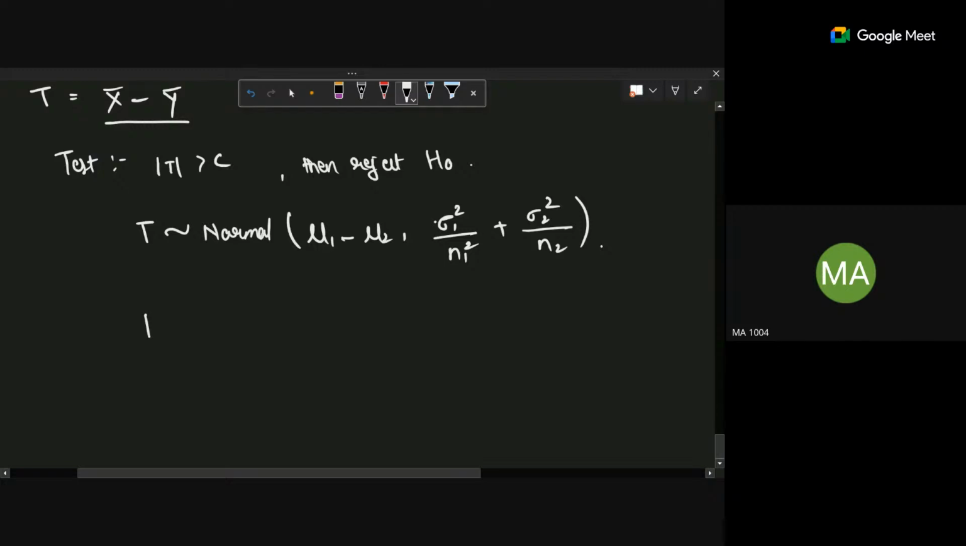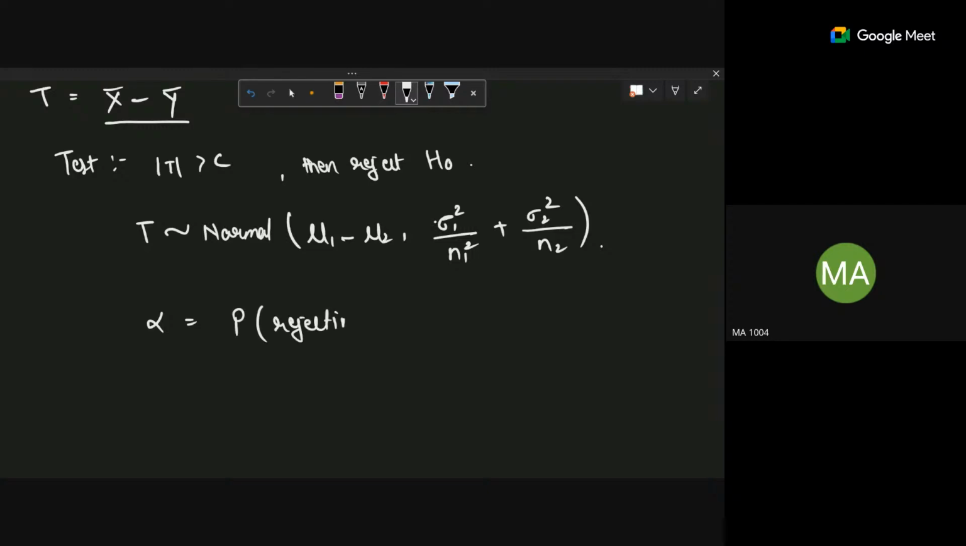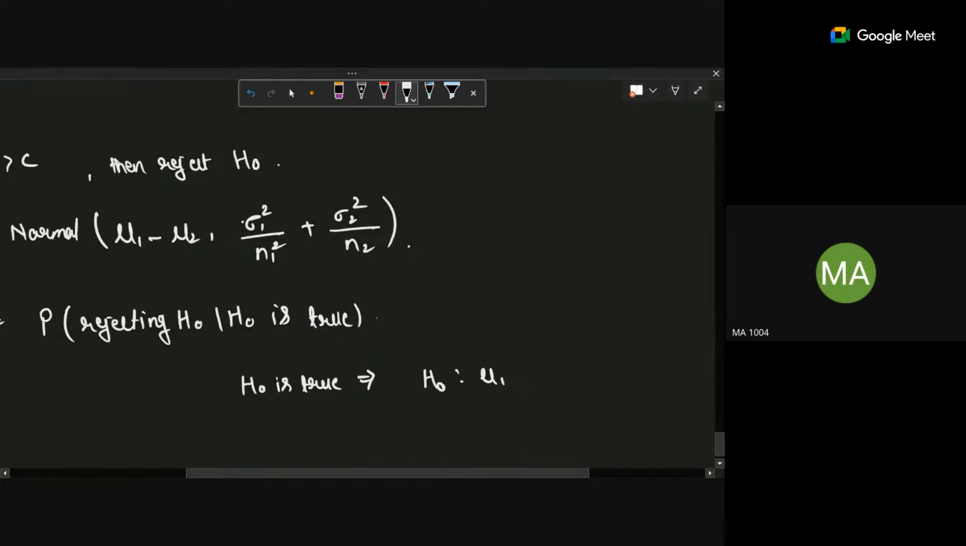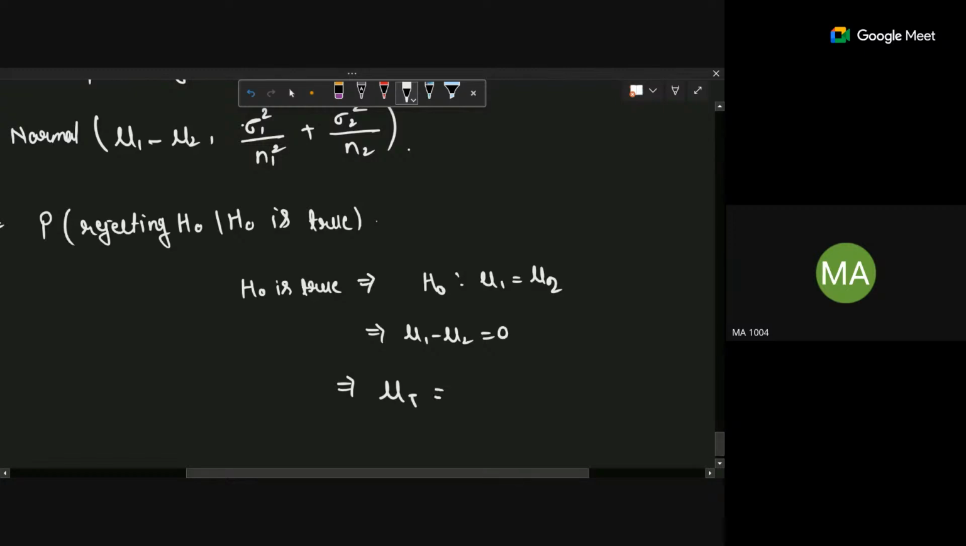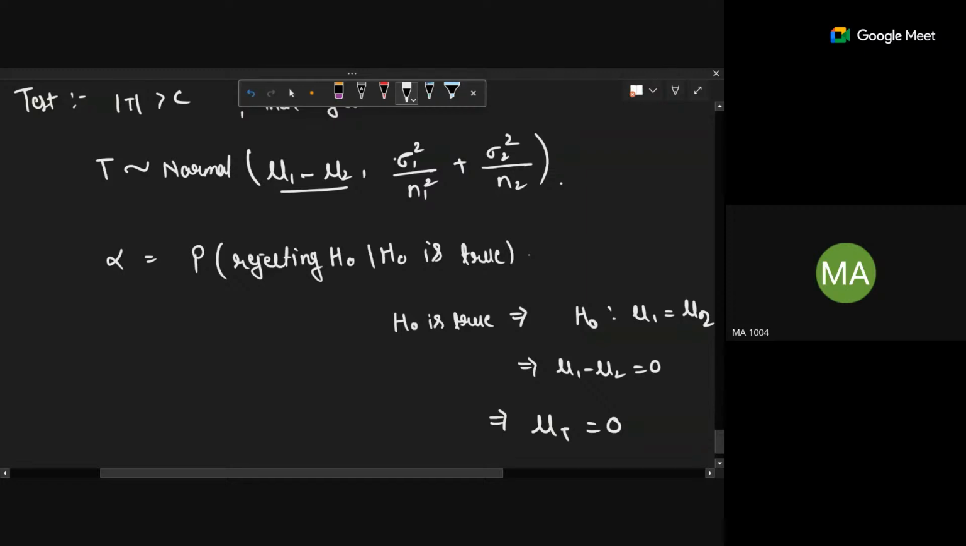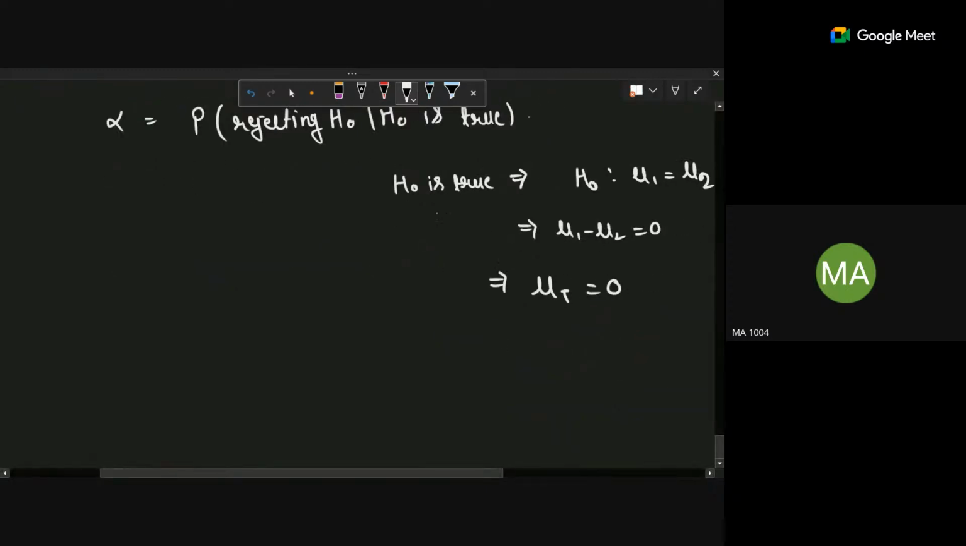Now, what is my significance level? Significance level is again the probability of rejecting h naught when it was true. H naught was actually mu1 is equal to mu2, right? So if h naught is true, the difference mu1 minus mu2 is equal to 0. That means the mean of t has to be 0. T follows a normal distribution with mean mu1 minus mu2. If h naught is true, they have to be equal, so this is a normal distribution with mean 0 and variance sigma t square. So we will make use of it.